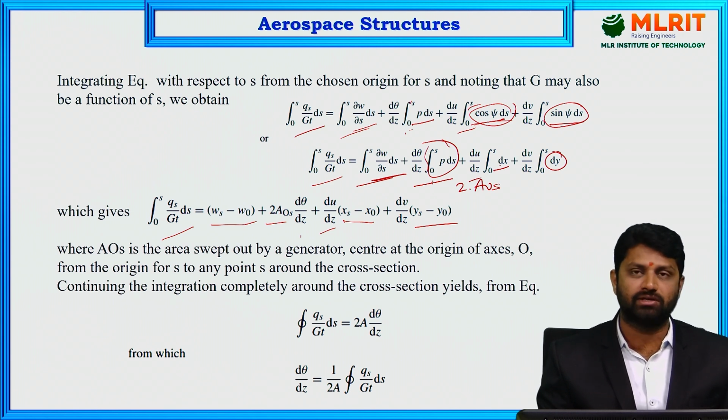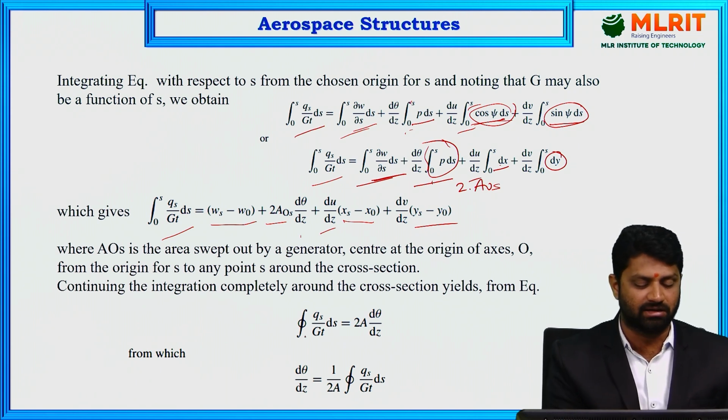So continuing this integration completely around the cross section, we get the cyclic integral of qs divided by Gt into ds, which you can write in other terms as 2A into dθ/dz. In fact, the formula for dθ/dz is 1 by 2A times the cyclic integral of qs divided by Gt into ds.